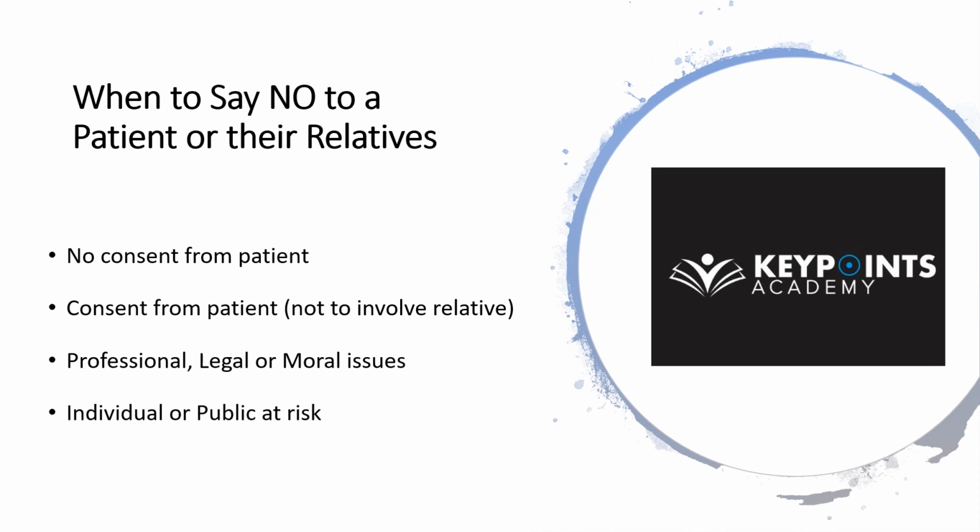Now, if an individual or the public is at risk, you can say no as well. If someone is being put at risk by reason of a particular setting, a particular scenario, a particular situation, you can politely say no. The public must always be protected. Other individuals who may be related directly or indirectly to the patient or to that particular issue must also be protected.